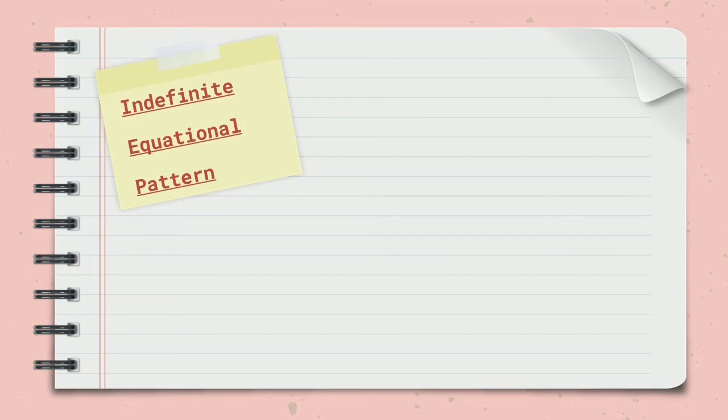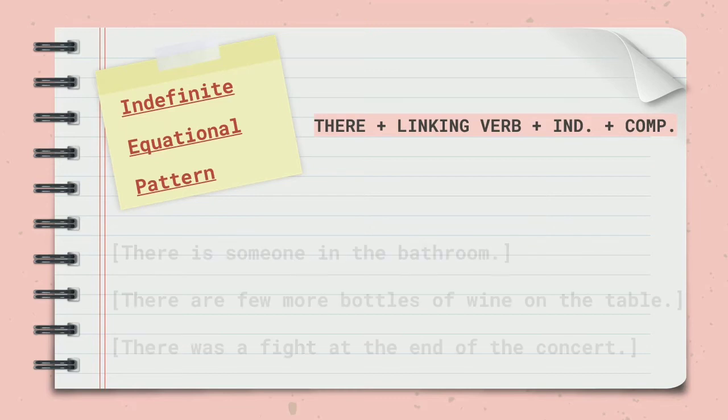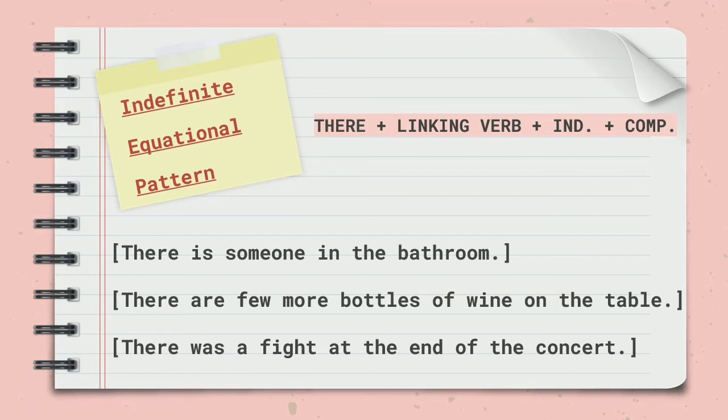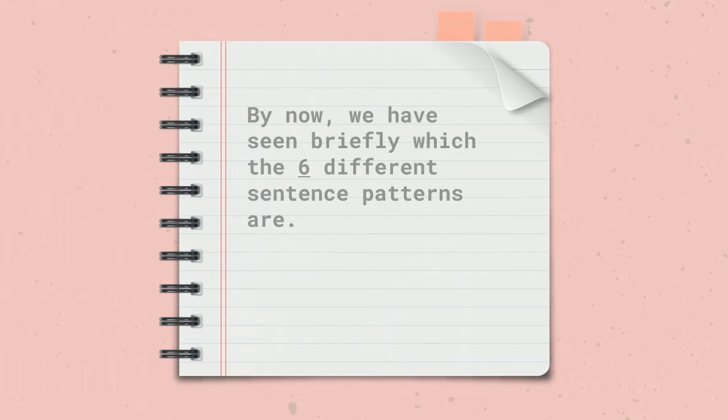This pattern begins with an introductory "there" and is followed by a linking verb, an indefinite, and a complement. Thus, we have "there is someone in the bathroom," "there are a few more bottles of wine on the table," and "there was a fight at the end of the concert." By now, we have seen briefly which the 6 different sentence patterns are.